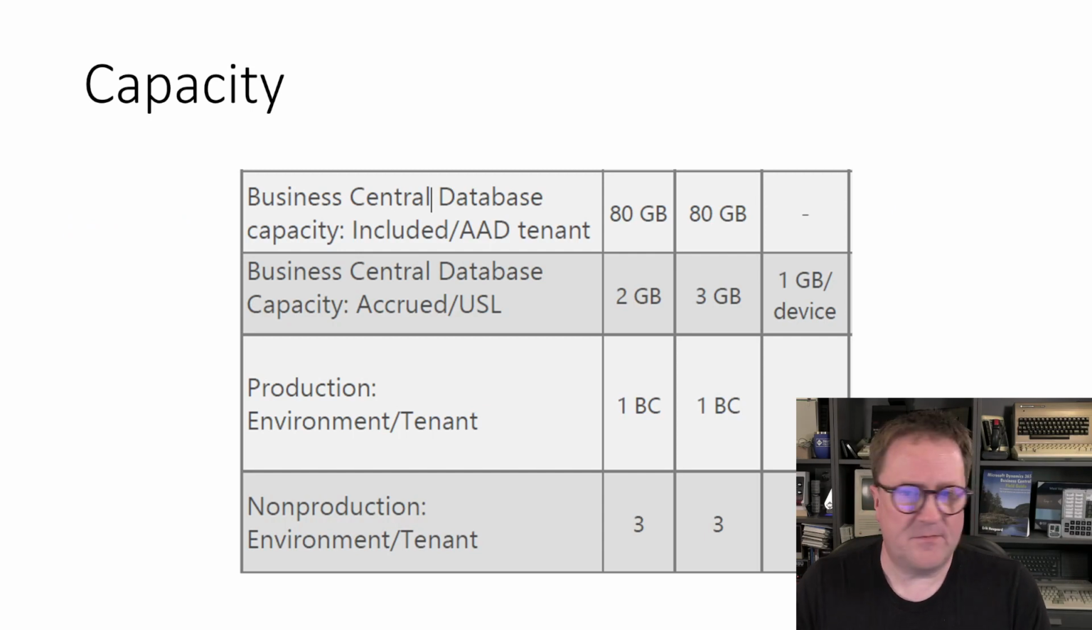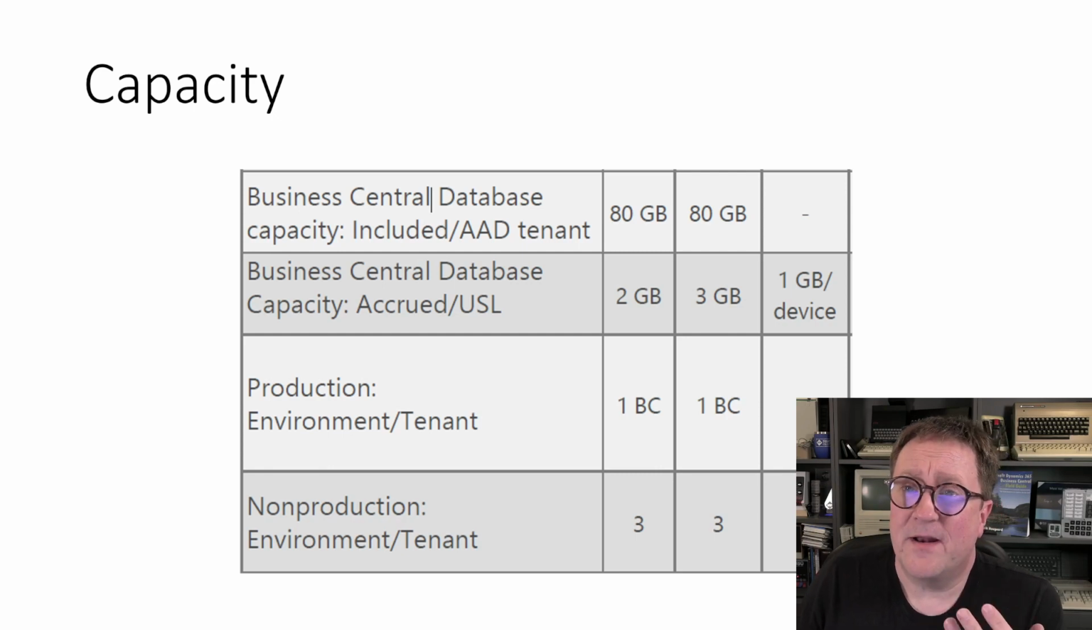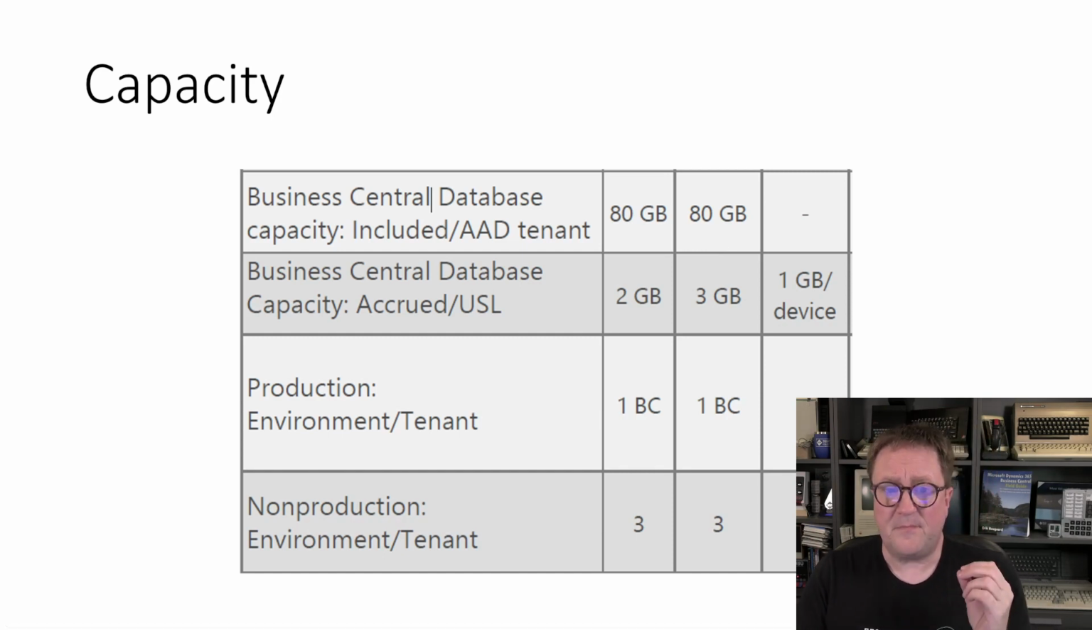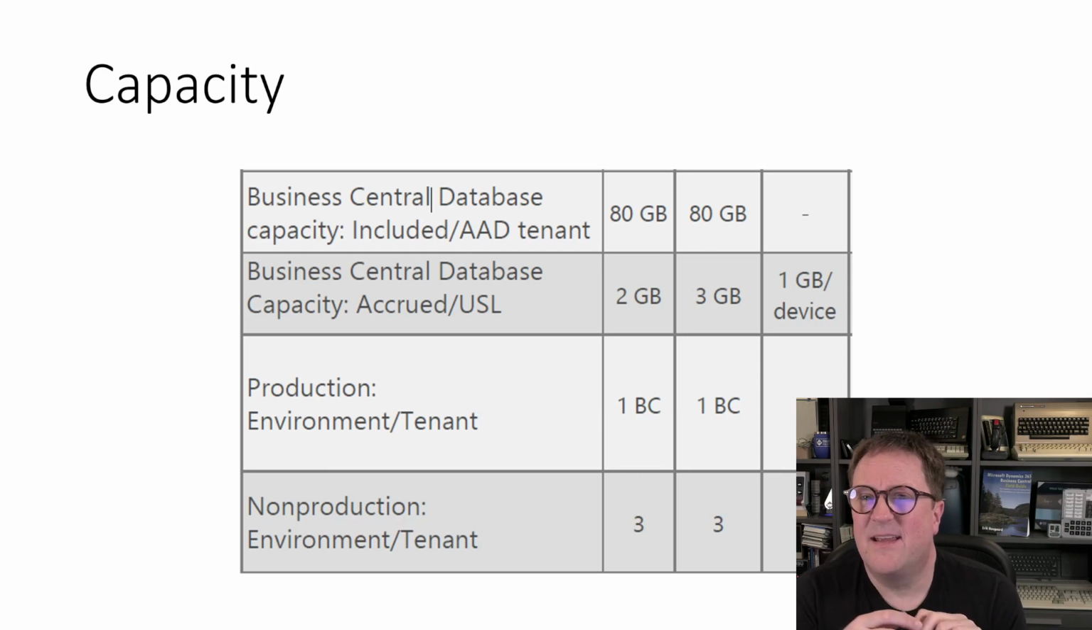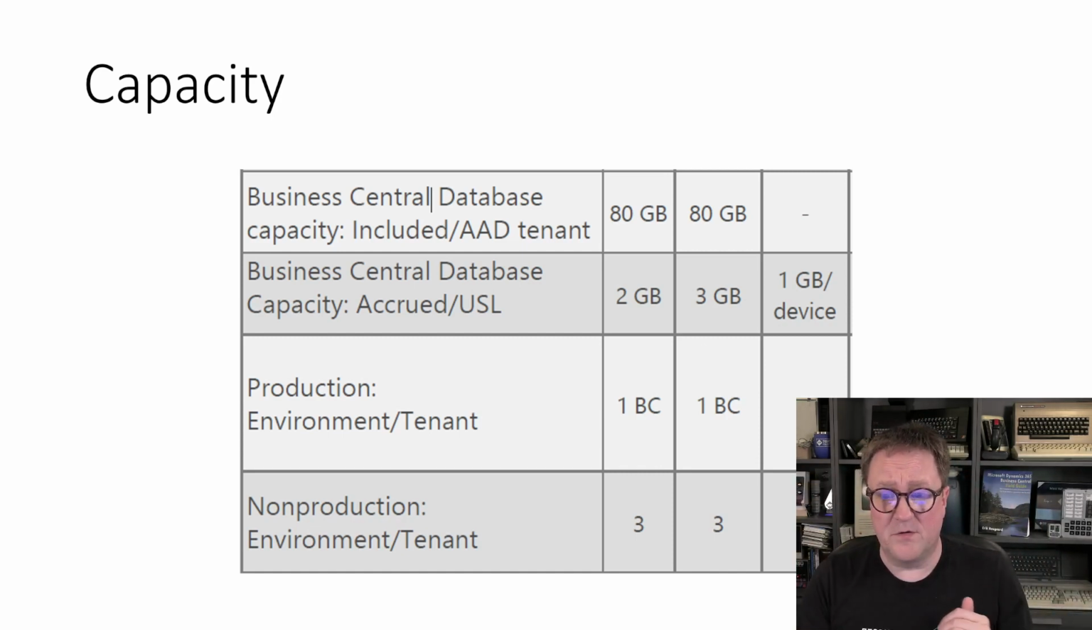And this one is actually missing. It should say Essential here and Premium here. So when you get an environment, you start out by having 80 gigabytes of database space available, and the database space is all the data, all the capacity consumed by all your environments. So you get one production environment and 3 sandboxes. So let's say you have 10 premium users, then you get 3 gigabytes per user. So you get 30 gigabytes plus the 80. So you'll start out with a license for 110 gigabytes.